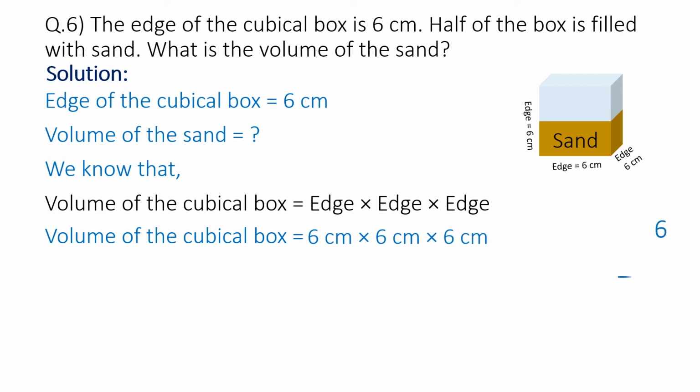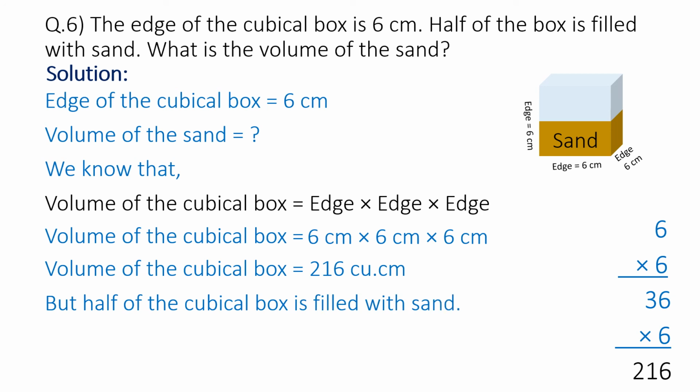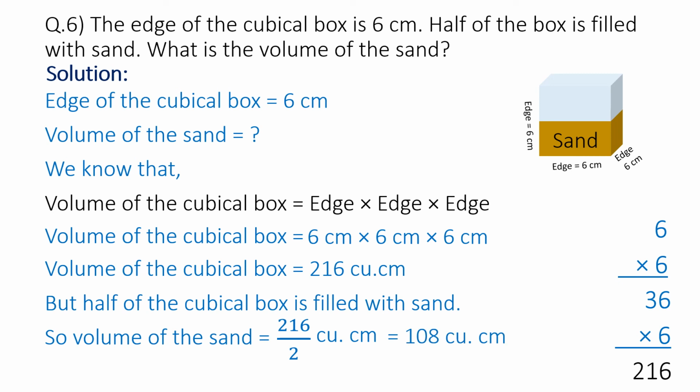Now put the value. 6 cm multiplied by 6 cm multiplied by 6 cm. Now do the multiplication. 6 6s are 36 and 36 6s are 216. So volume of the cubical box is equal to 216 cubic centimeter. But half of the cubical box is filled with sand and half means 1 upon 2. So if we divide volume of the cubical box by 2, we get volume of the sand. So volume of the sand is equal to 216 cubic centimeter divided by 2, which is 108 cubic centimeter. So volume of the sand is 108 cubic centimeter.